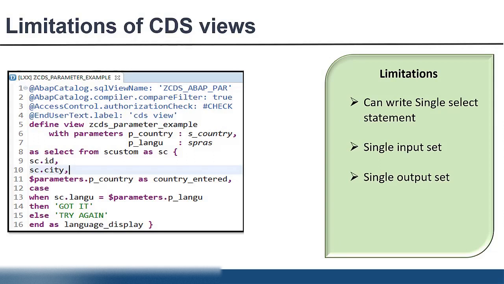You can have only one single input set and you can get only one single output set from your CDS view. As a result, you cannot handle complex requirements through your CDS view. That means in real life scenarios, if you get a complex requirement in your project, you cannot go for CDS view as a code pushdown technique. Then what is the solution?